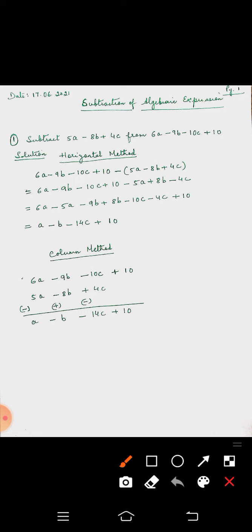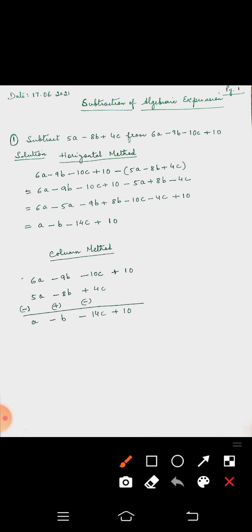In the next step, you need to arrange the similar terms. Here 6a and minus 5a are similar terms. Minus 9b and plus 8b are similar terms. Similarly, minus 10c and minus 4c are similar terms, and the 10 is by itself. Now it is easy to calculate since they are arranged according to the terms.